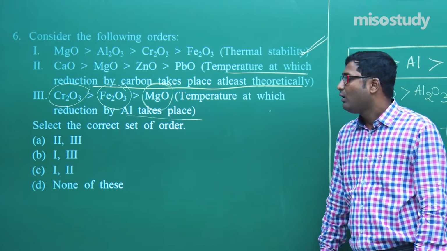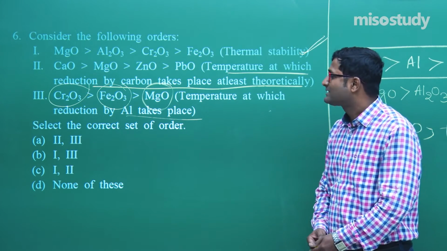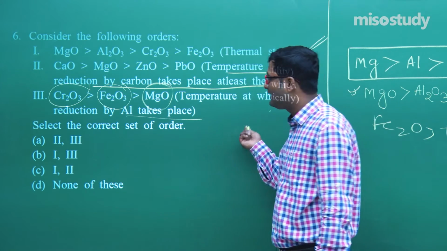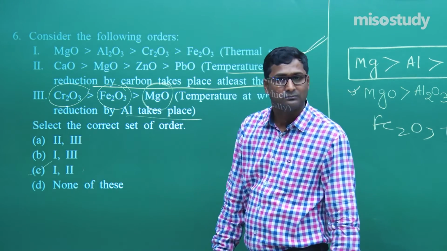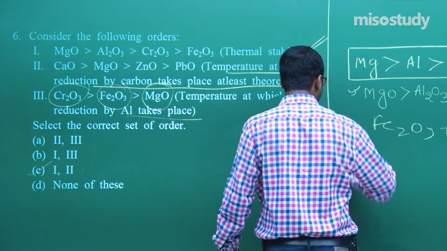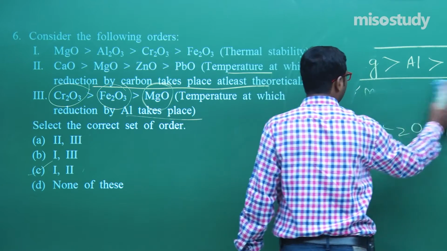So we can say which is the correct order? Sir, the correct order is 1 and 2. Where is 1 and 2? That is C, the correct option. Clear friend? Now I'm going to rub this part and we'll discuss the next question. Wait for a moment.